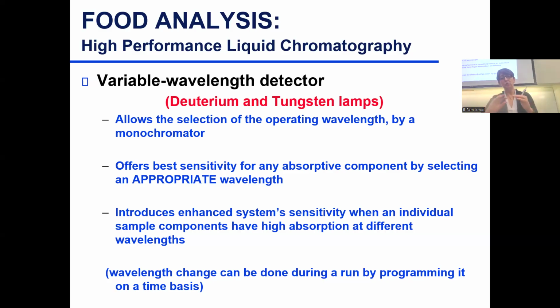Sometimes you can switch the wavelength in the middle of the run. Say you know that you have 2 components. One has a lambda max at 254 and one has a lambda max at 280. If you know when they're going to come out, you can program the first 10 minutes to monitor at 254, and the next 10 minutes to monitor at 280.